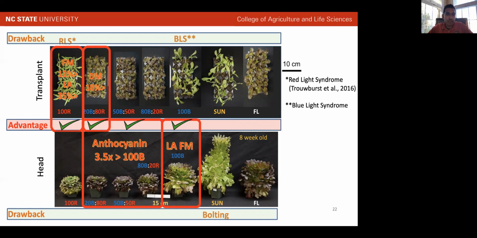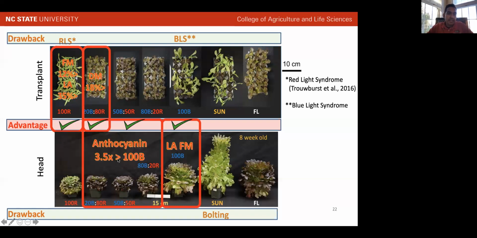I consider dry mass accumulation the most important factor for young plant production. In my opinion, even higher than leaf expansion and leaf area at this point. And then we found a high dry mass accumulation in both the 100% red and the 20/80 red-blue. But of course, the 100% red had the red light syndrome where the plants were curled down.